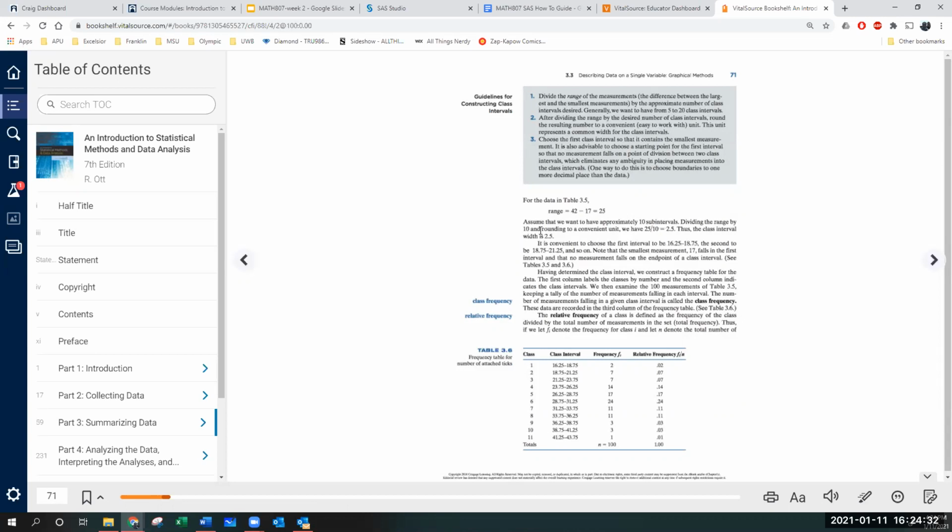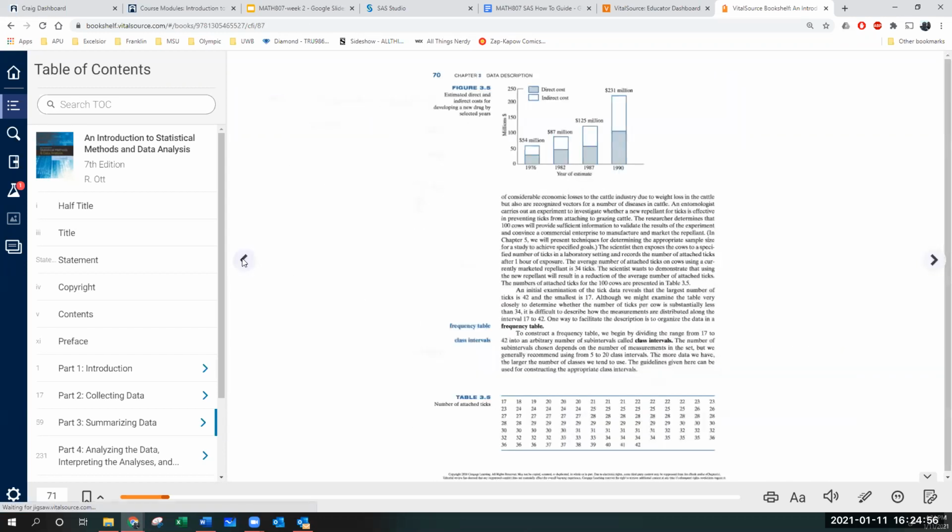Because let's see, where do they start? Dividing the range by 10 and rounding to a convenient number, we have 2.5. Where's their range? Oh, there it is. The range is 25. Back to table 3.5, page 70. Yeah. So I think the reason why they did that is 2.5 became a convenient class width, but when you run it out, starting with something small enough to capture the smallest number, the 10th one didn't capture the largest number, so they had to augment it that way.